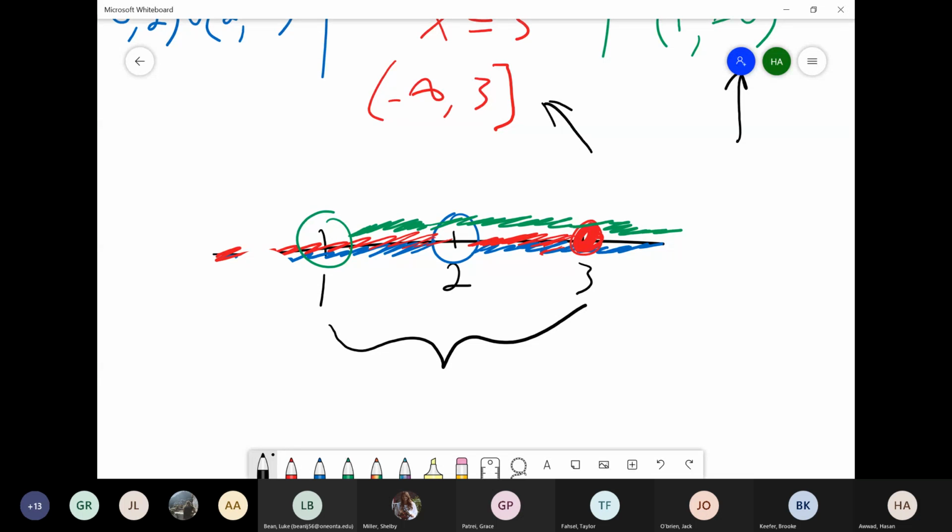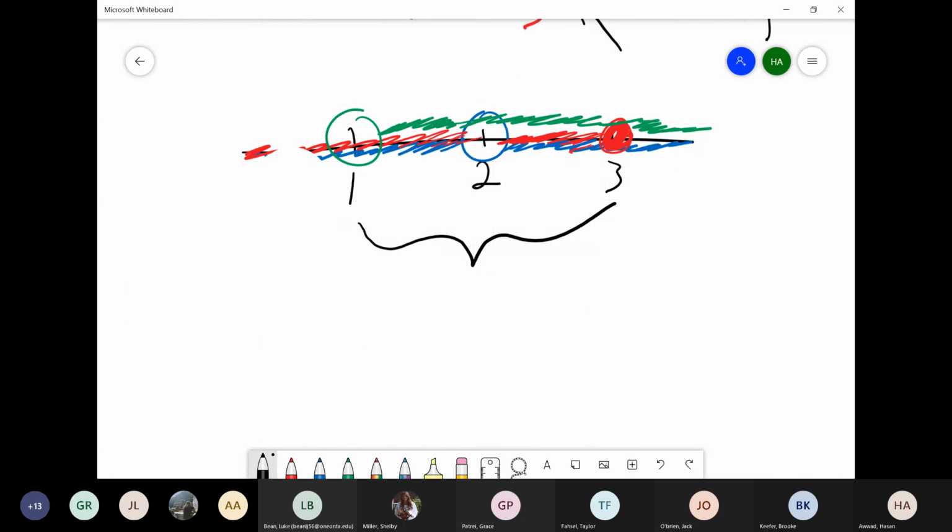So we know we're starting from the number 1. We're starting from 1, but we're not including 1, and we know that because, again, there's an open circle on it, right? So parentheses at 1. And then we want all the numbers. Notice how in this interval here, there's still green, red, and blue. So that means we're good to go for all 3 of these intervals that we talked about.